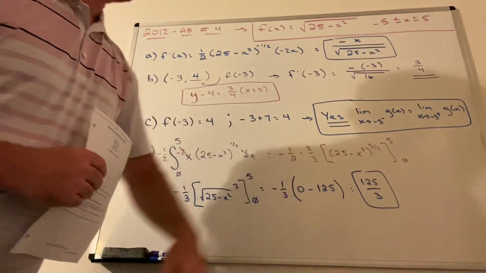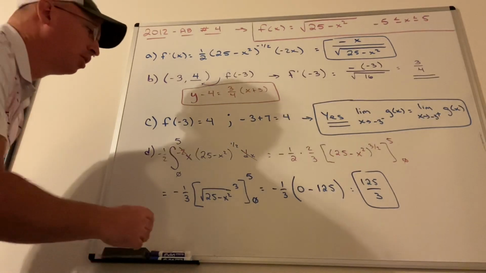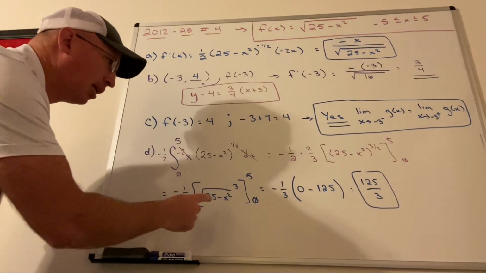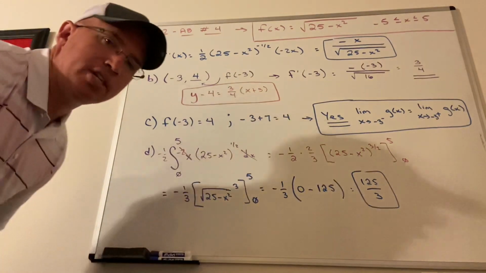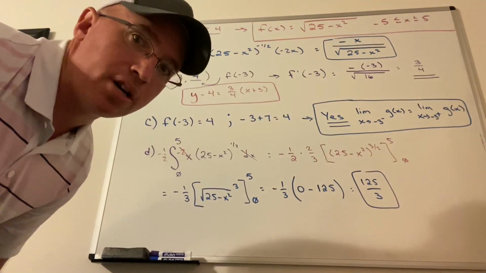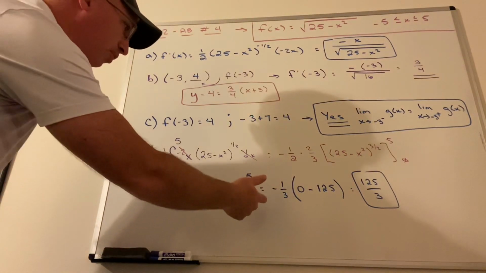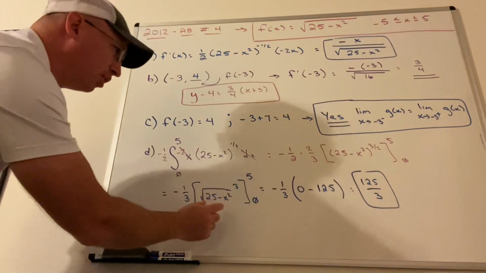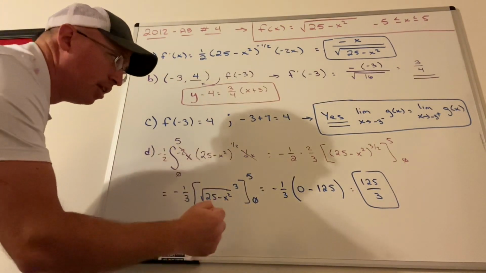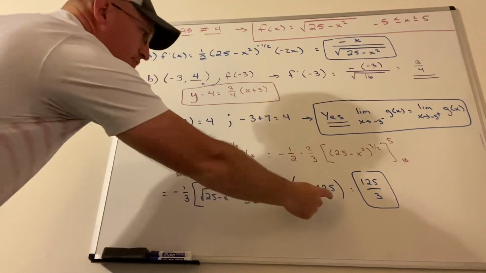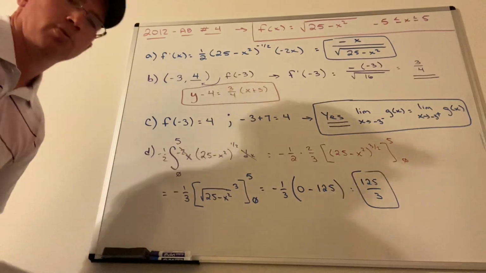Put that stuff in a box with 5 and 0. Just wanted to refresh your memory here, okay? Bottom's the root, top's the power. And I've got this cubed out here because it's easier to cube smaller stuff. So when you finish up, you have -1/3 times 0 minus, well, 25 minus 0 is 5. And then that cubes to 125. And then -1/3 times -125 is 125 over 3.